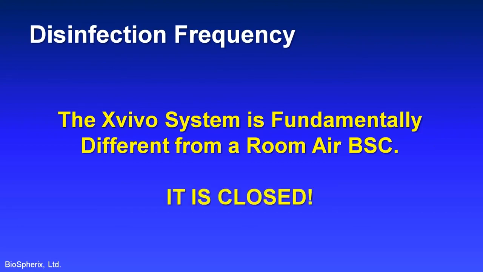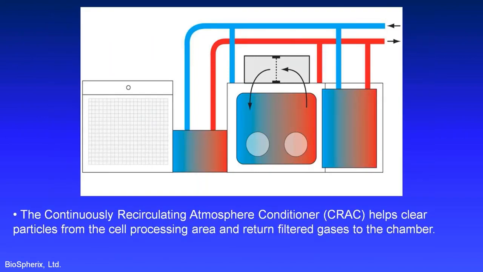Plus, it is closed. The Xvivo system has a unique feature called the continuous recirculating atmosphere conditioner, aka CRAC, which you have already heard from me several times in previous slides. It helps clear particles from the cell processing area and returns filtered gas to the chamber. Your chamber will get cleaner and cleaner over time. However, CRAC cannot reduce chemical film because there's no gas exchange. So unlike an open room air BSC, extensive use of disinfectants is not necessary and not recommended for Xvivo systems.